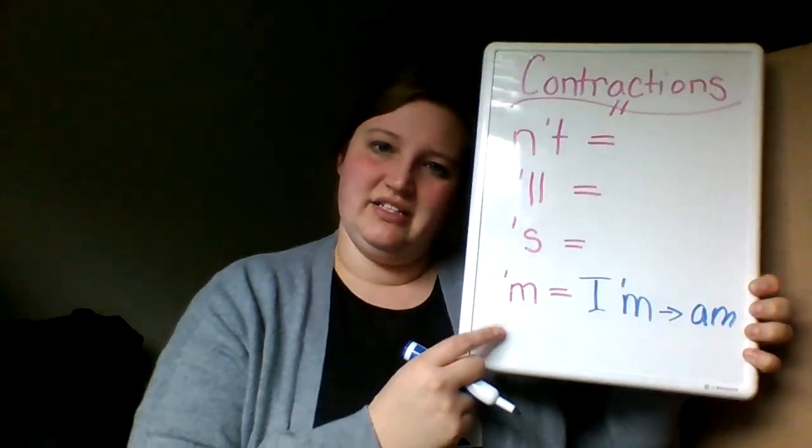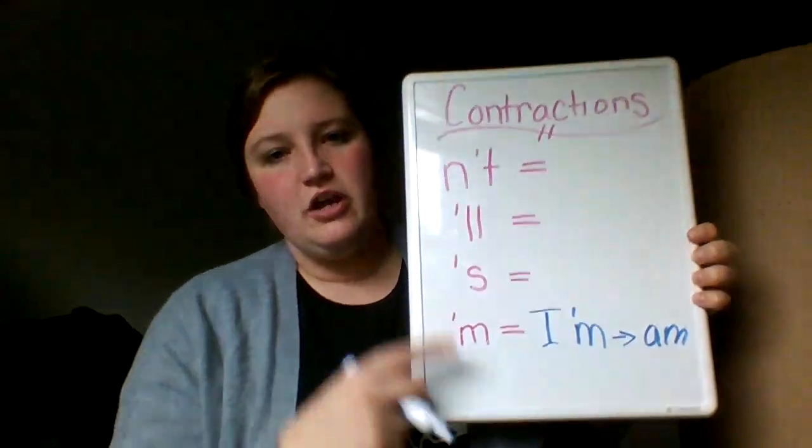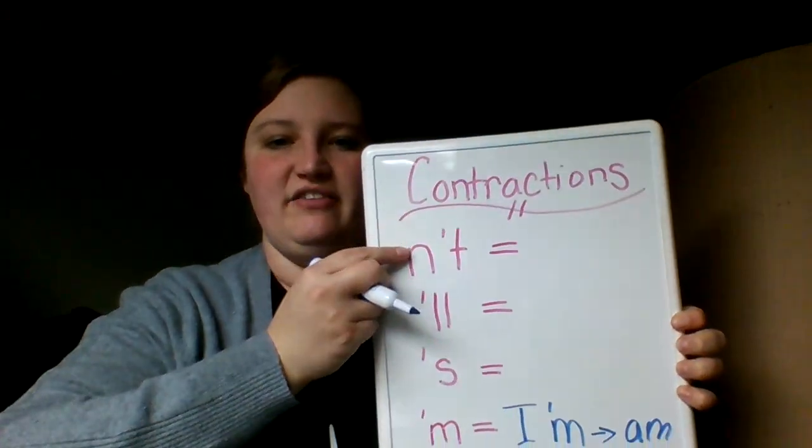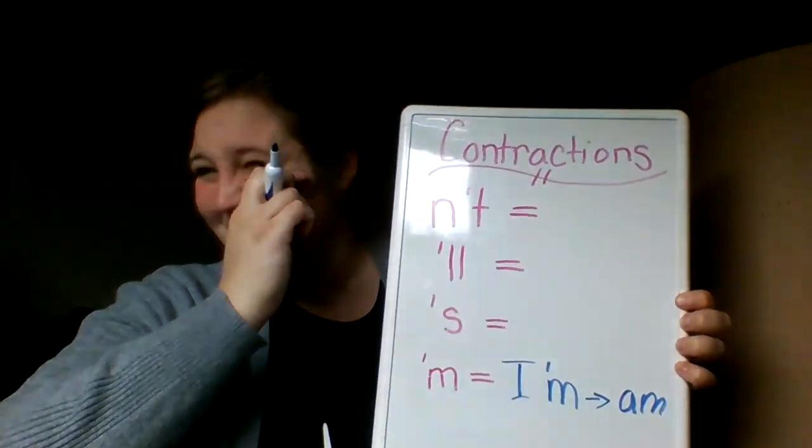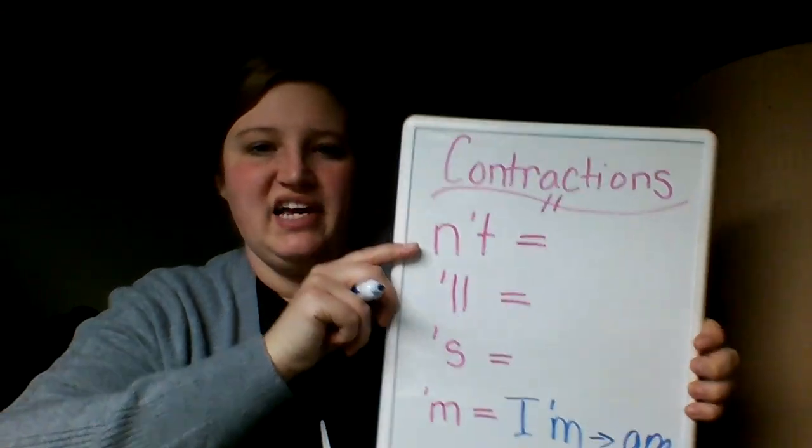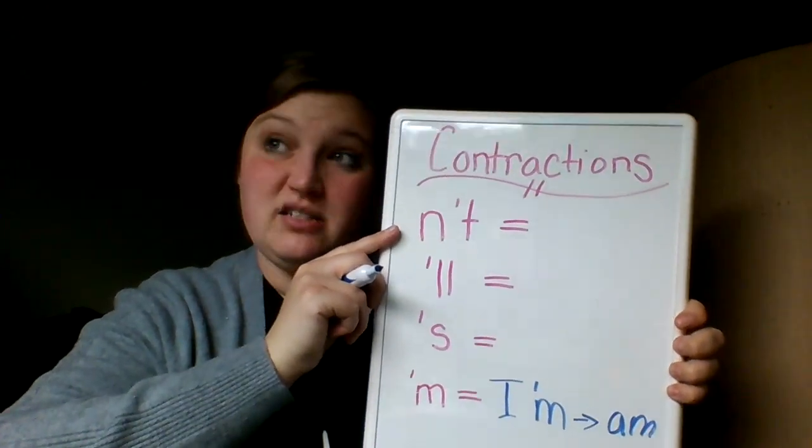Okay, now let's go back to the top. I wanted to talk about that one because it's a little weird. I should have written it first. So we're going to go back up to the top. Now I have N apostrophe T. Okay, well, I already gave the example of the word can't.